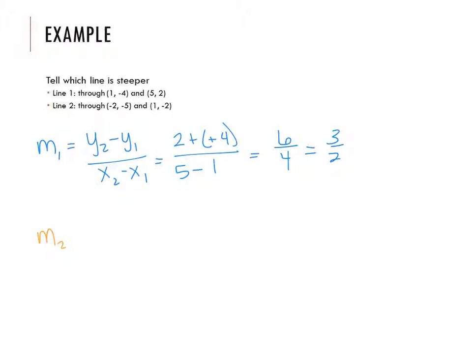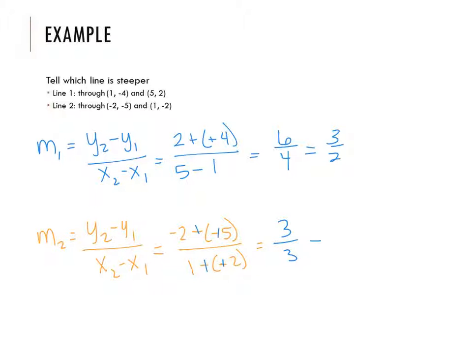And the slope of line 2, okay, same formula. I'm going to write it out every time. Is going to be negative 2 minus a negative 5 over 1 minus a negative 2. Change my signs. This is going to be 3 over 3, which is 1. Which one is steeper? 3/2 is greater than 1, so line 1 is steeper.